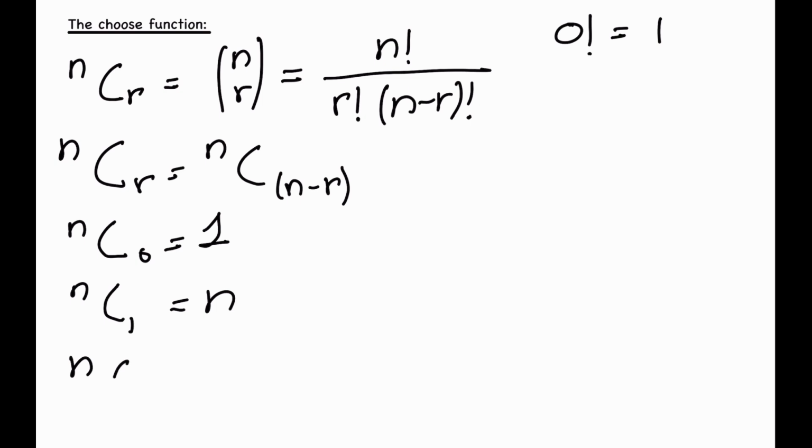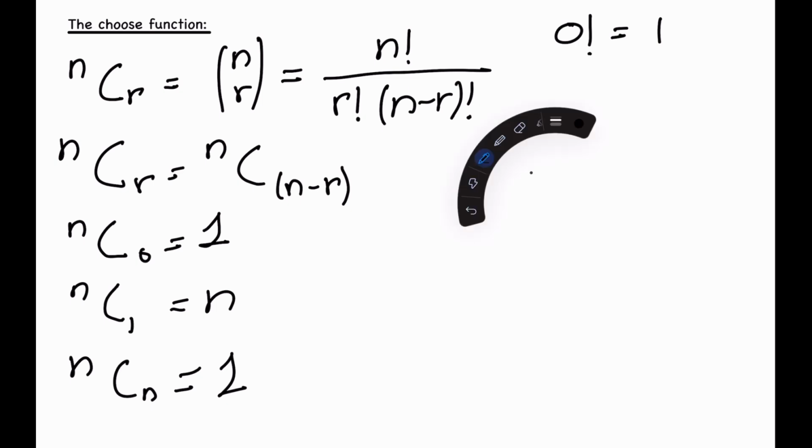And n choose n, because of the fact that n choose r is the same as n choose n minus r, so n choose n would be the same as n choose 0, which is 1. And then we can also form Pascal's triangle using the choose function. So 0 choose 0, if we were to write it down, is the same as 1.